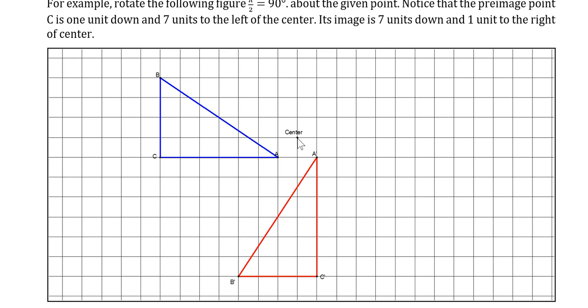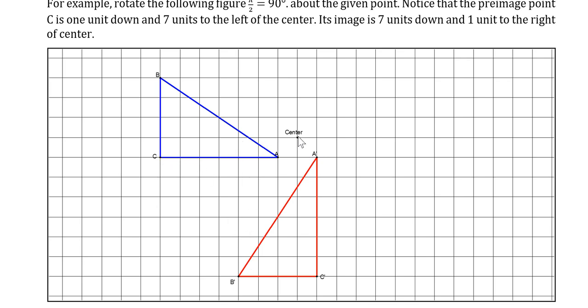How about B? Well, let's see. B goes up 1, 2, 3 and left 1, 2, 3, 4, 5, 6, 7. Where's B prime? Well, it's down 1, 2, 3, 4, 5, 6, 7. So where this was left 7, this is down 7. And where this was up 3, this is left 3.